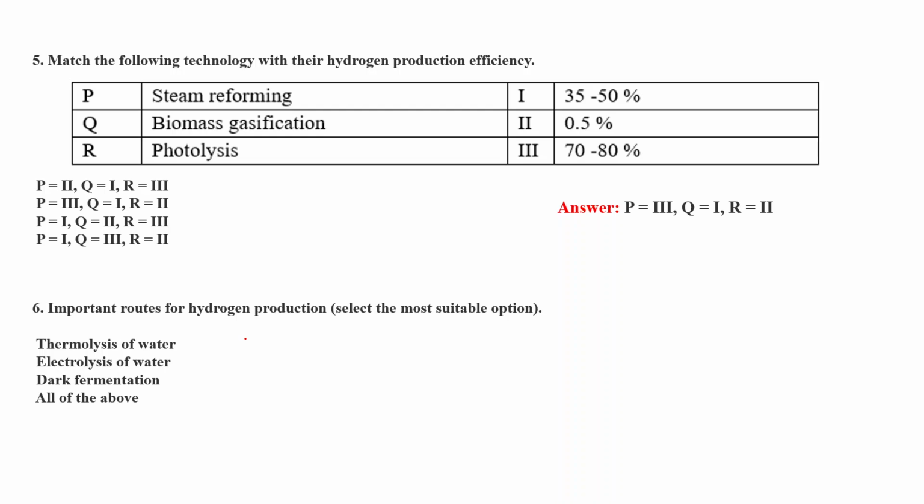Another question, the sixth question: important routes for hydrogen production. Thermolysis of water, electrolysis of water, dark fermentation, all of them. It is all of the above. All these techniques are used for hydrogen production, but dark fermentation and thermolysis of water are not commercially used, while electrolysis of water is commercially used. Otherwise, steam reforming and partial oxidation are also commercial, but among these three, electrolysis of water is the commercial one.